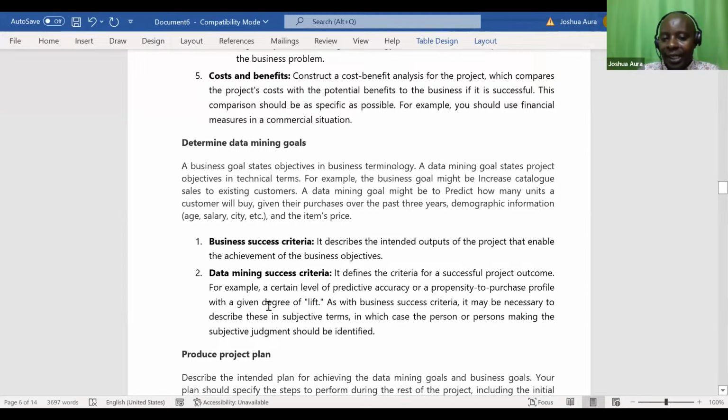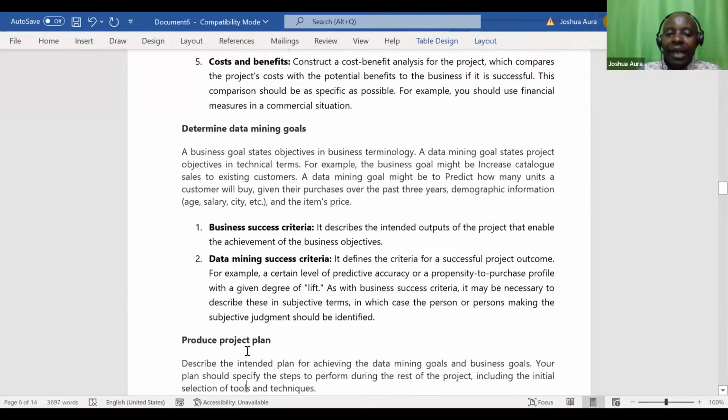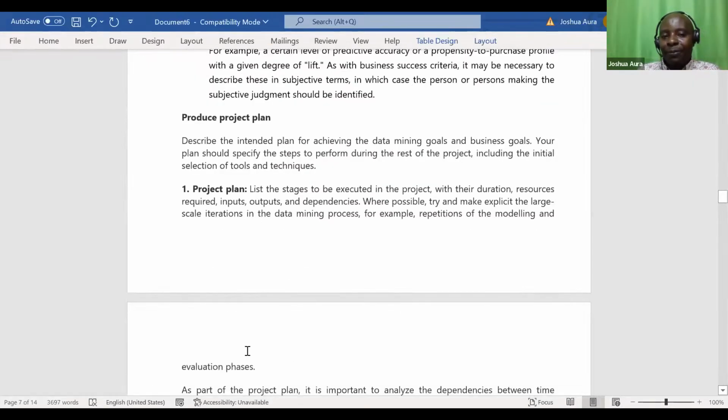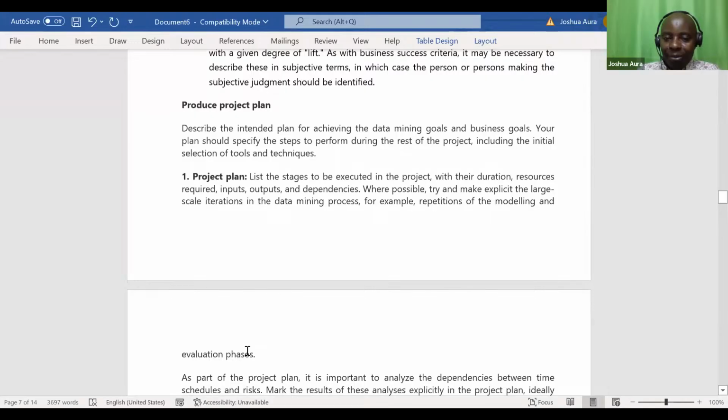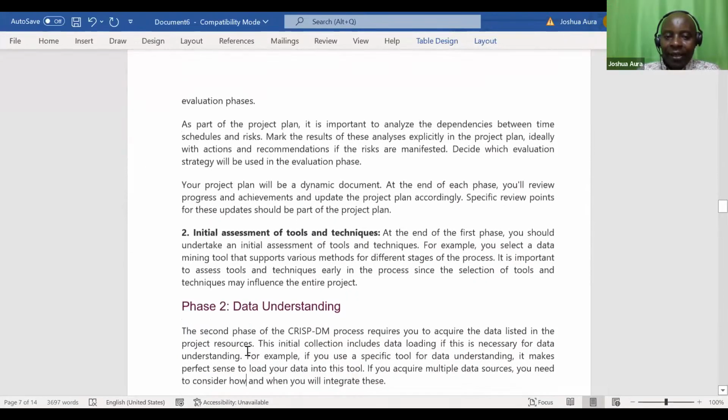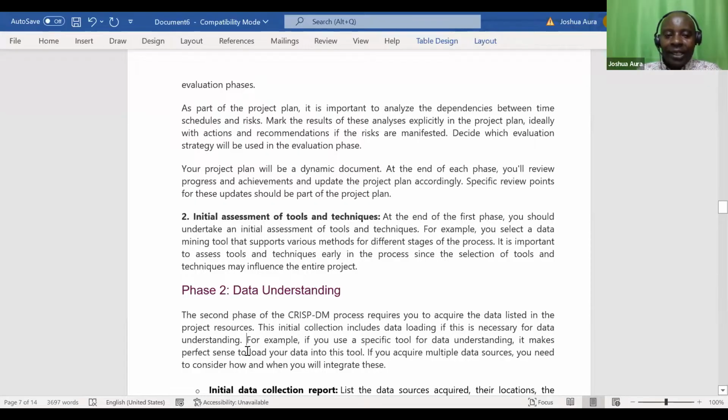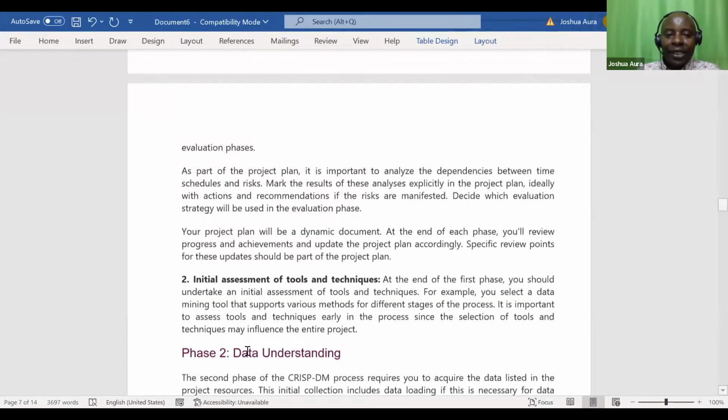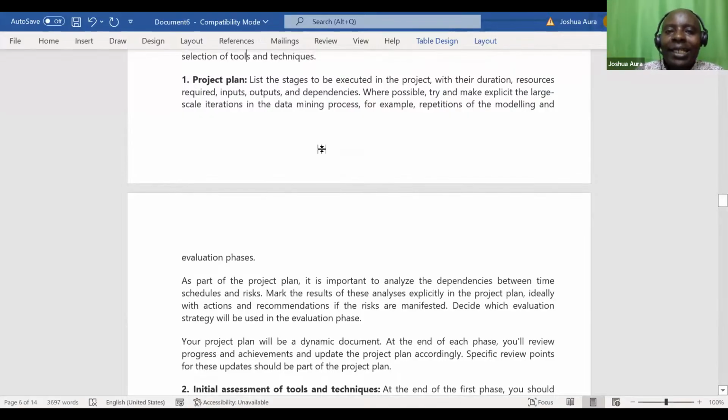These are things you'll be able to understand. Still, when I'm trying to do business understanding, I must produce, I'm repeating this again, I must produce a project plan. So the project plan is very, very important. List the stages to be executed in the project with their durations, the way we are drawing this particular network in quantitative analysis: come up with the activities, give us their durations. If you would want to even draw a Gantt chart, resources required, inputs, outputs, and dependencies, where possible, try and make explicit large-scale iterations.